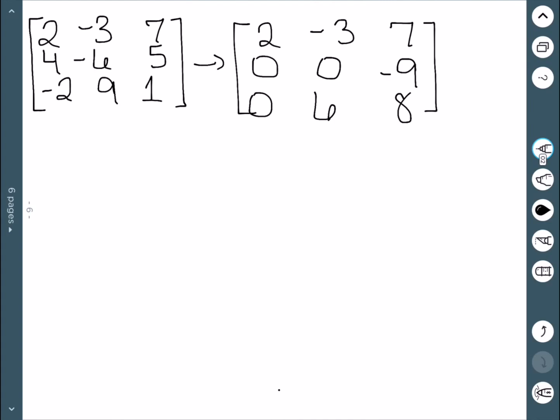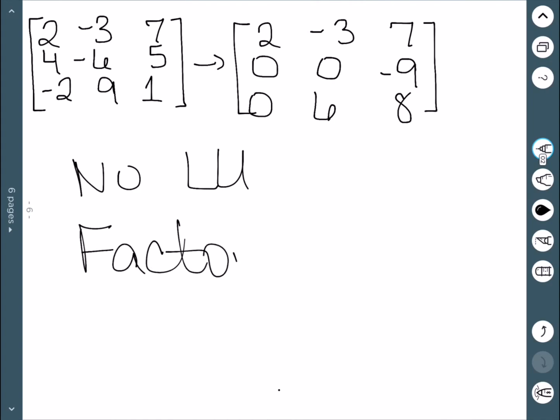And at this point, we're going to stop. In order to get my pivot in the correct spot, I would need to switch the second and third rows, but that is not an allowable row operation. So here, there is no LU factorization. Just like not all polynomials can be factored, not all matrices can be factored either.